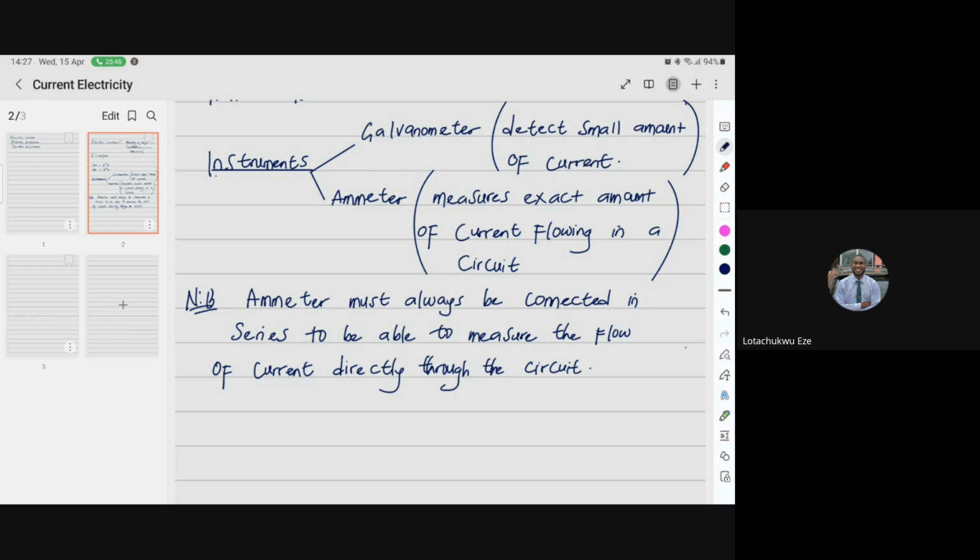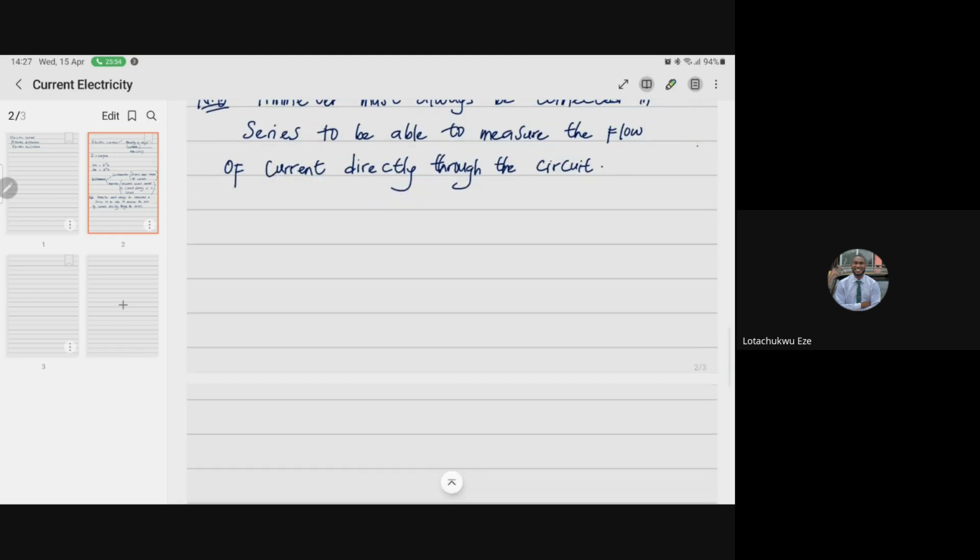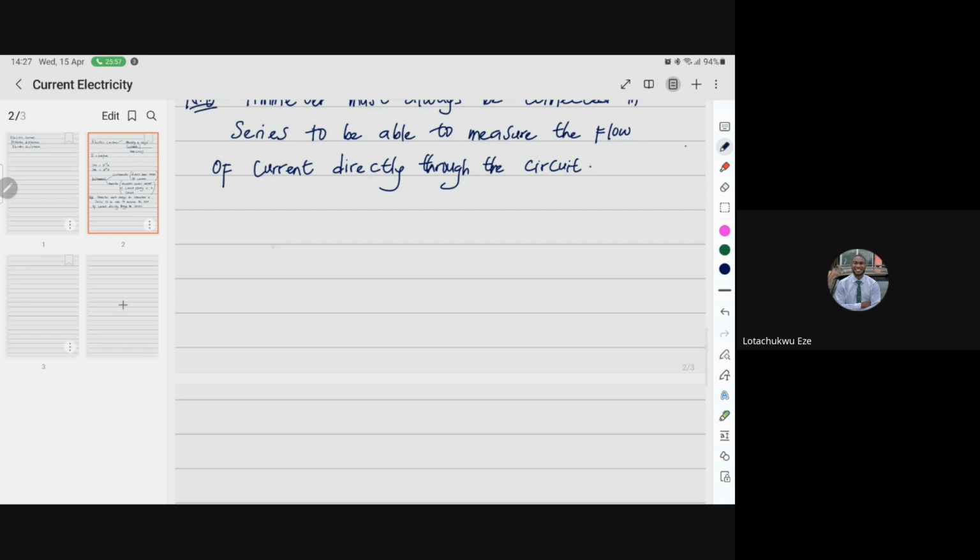So that is all for current. And I've mentioned something very key there about when the connections are in series. So in series, let me just draw a diagram. Let's assume we'll have something this way. Then we have our battery this way. Then we'll have an ammeter here. This is your ammeter A here.